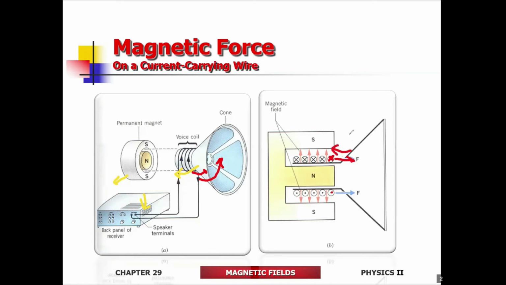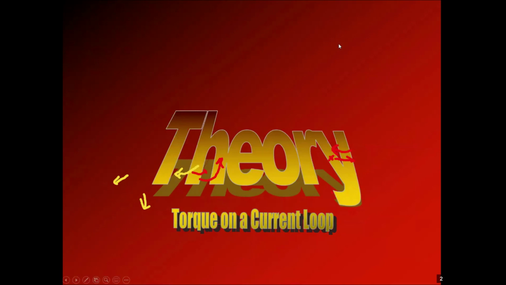If the voice it's trying to capture has a frequency of 500 hertz, which is 500 cycles per second, that means the current is going to reverse direction 500 times per second. As a result, the cone is going to vibrate back and forth 500 times per second. So if you reverse the direction of the current, the force is going to reverse itself. Those are just examples of it.